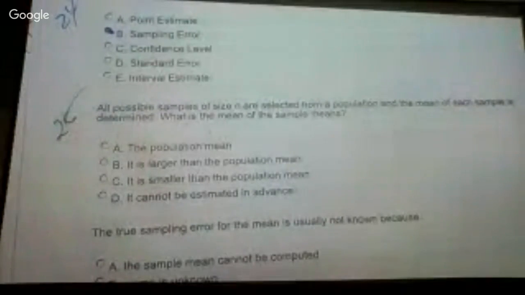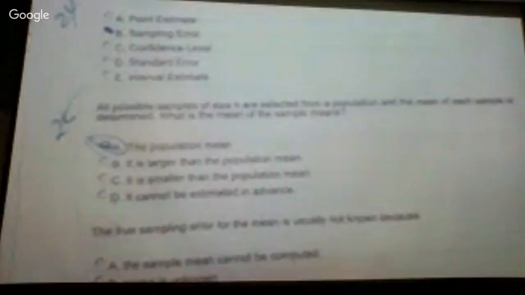25. All possible samples of size n are selected from population, and the mean of each sample is determined. What is the mean of all the sample means? Should be, yeah, population mean. Should be A, population mean. 25 down. Whoa, we're halfway there.